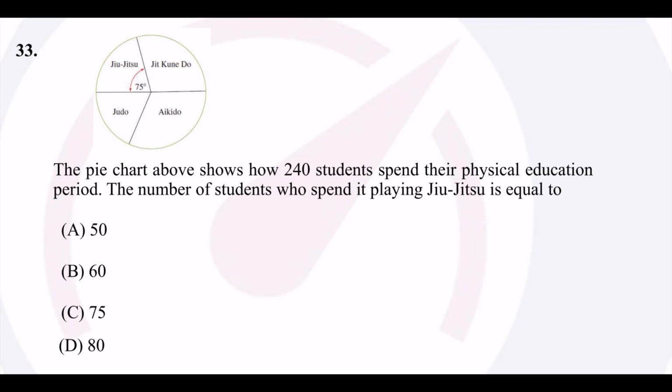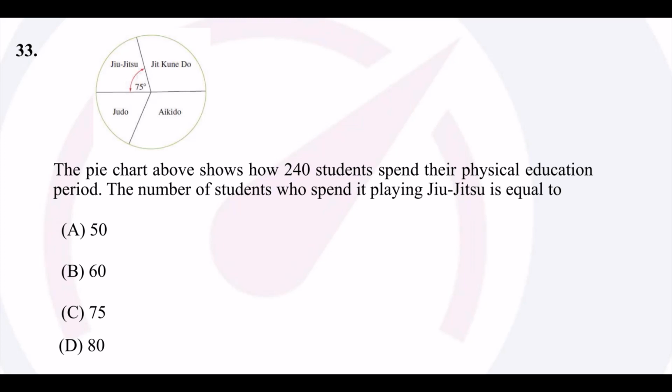Question 33. The pie chart above shows how 240 students spend their physical education period. The number of students who spent it playing jujitsu. I mean, no, this is where it's pushing it now. This is, for me, a Google pronunciation business. So let me just get Google to do its job. Jiu-jitsu. Okay, jujitsu. Alright, so the number of students who were playing jujitsu is equal to.